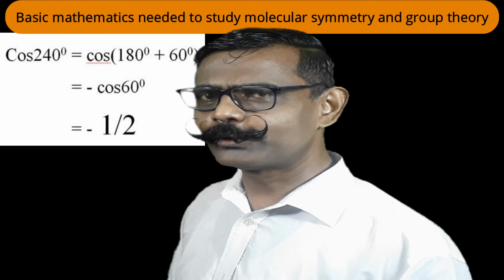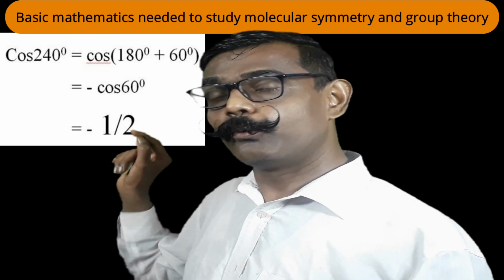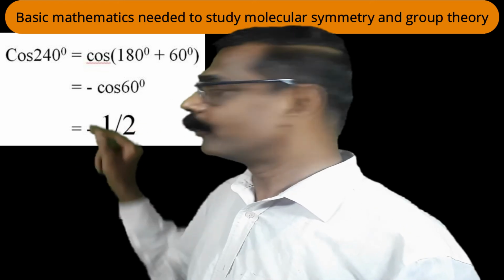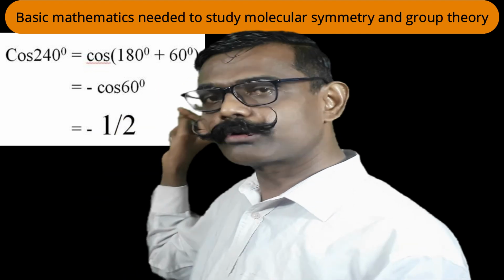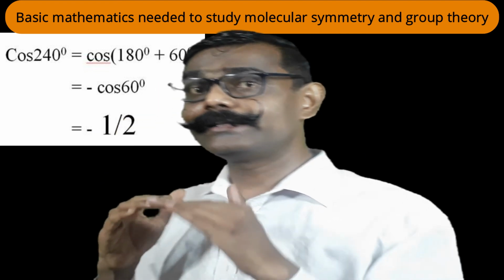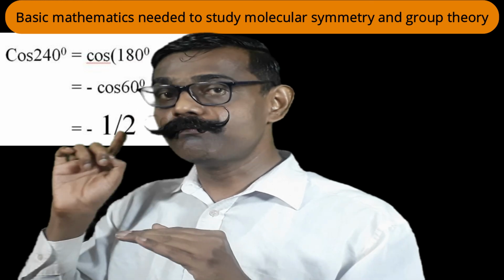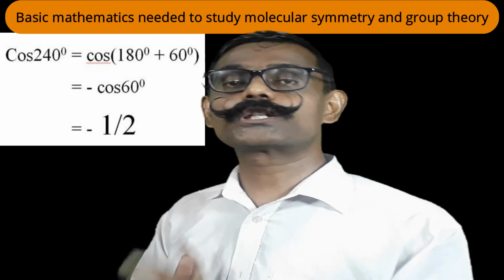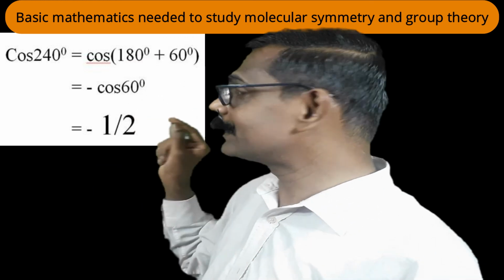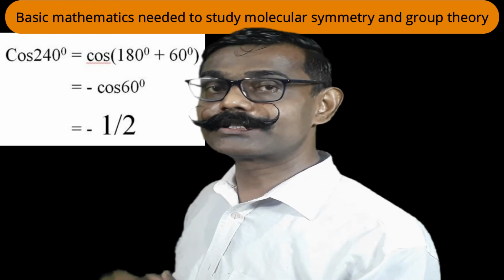Similarly, how can I find cos 240? Cos 180 plus 60 degrees. 180 means there is no change in axis, so it remains as cos. 60 degrees we will keep, and in the third quadrant where the 240 degree angle is, the cos function is negative. So minus cos 60, what is the answer?